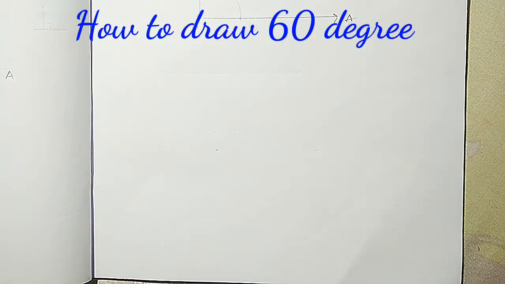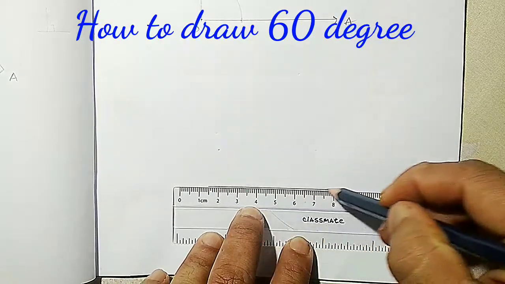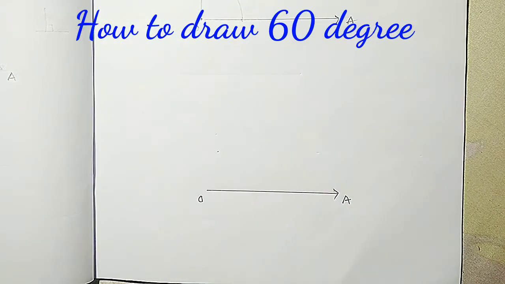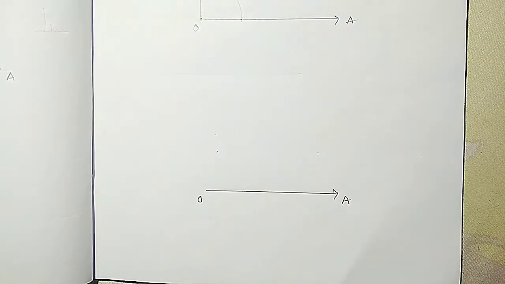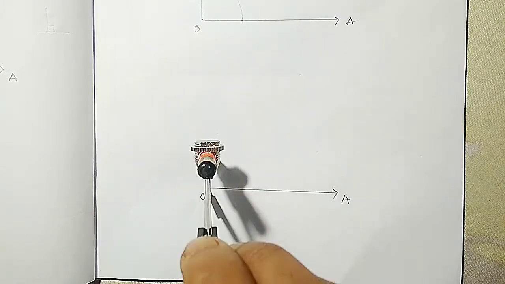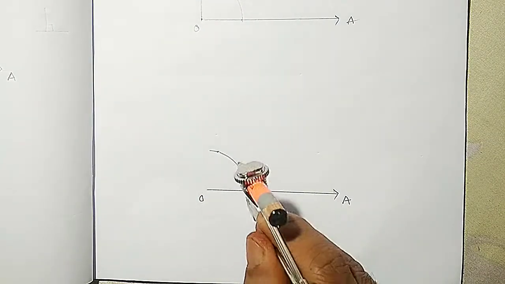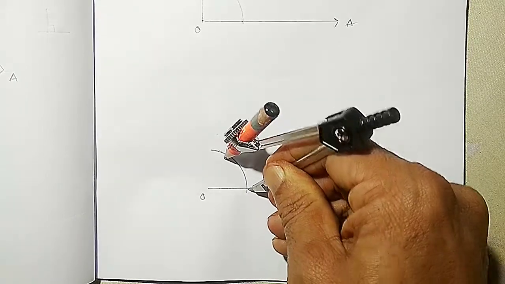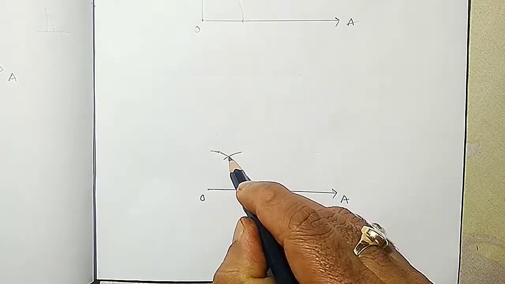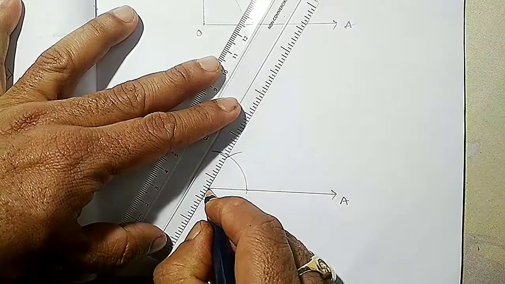Let me show how to draw 60 degree now. First of all, you draw any ray. Suppose this is O, this point is A. After drawing this ray, we have to draw an arc from O. Let this be the arc. Now, with the same measurement, without changing the compass, from this point, again we have to draw another arc. Then, if I join this point with this point, then I am going to get one line segment.